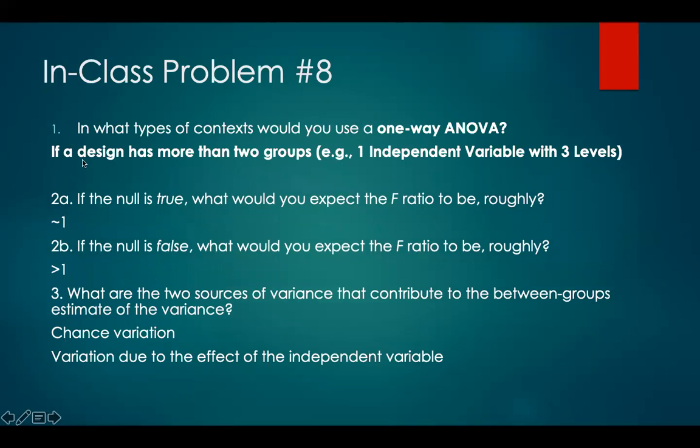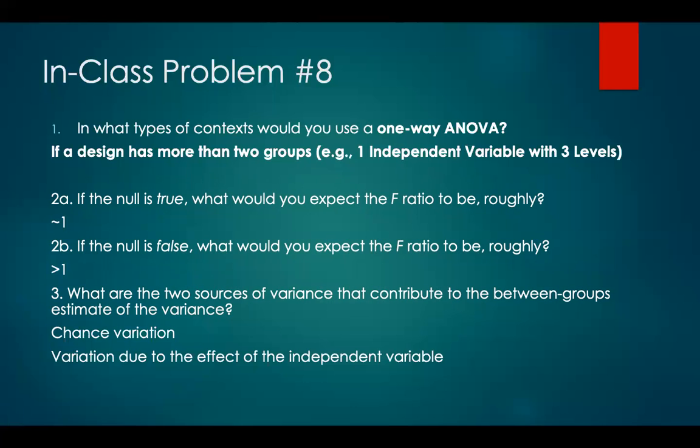So in what types of contexts would you use a one-way ANOVA? Well, if your experimental design has more than two groups. So for example, if you have one independent variable with 3 levels, or if you have 2 independent variables with 2 levels. If the null is true, what would you expect the F ratio to be, roughly? So that would be approximately 1. So within groups variance and between groups variance should be almost the same. But if the null is false, what would you expect the F ratio to be? Well, greater than 1. You would expect your between groups variance to be larger than your within groups variance.